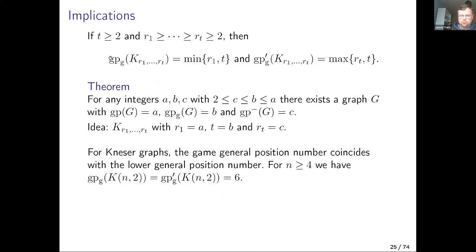Okay, as a result, we get these formulas for the complete multipartite graphs, and that has the useful consequence that we can characterize the triples of values of the general position number, the game general position number, and the lower general position number. So basically all feasible triples are actually possible. For Kneser graphs, the game general position number coincides with the lower general position number, so it's not always in between the two extremes. It turns out that the answer is 6.